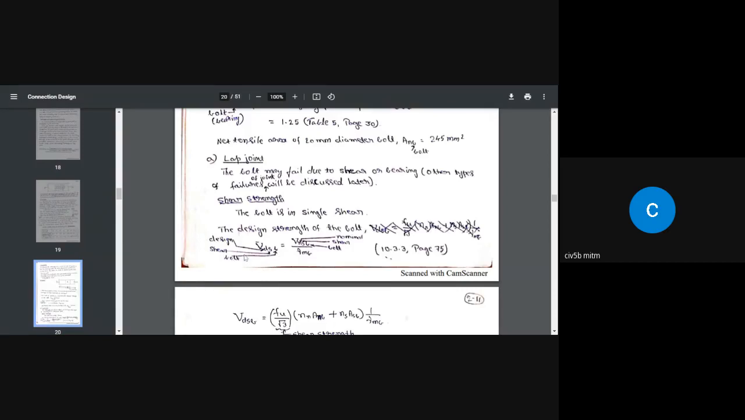That means that is the design shear strength of the bolt. Okay. So VNSB, N stands for nominal, S for shear, and B for bolt. Once you divide this nominal shear strength of the bolt by the partial safety factor gamma MB, which is equal to 1.25, you are going to get the design shear strength of the bolt.